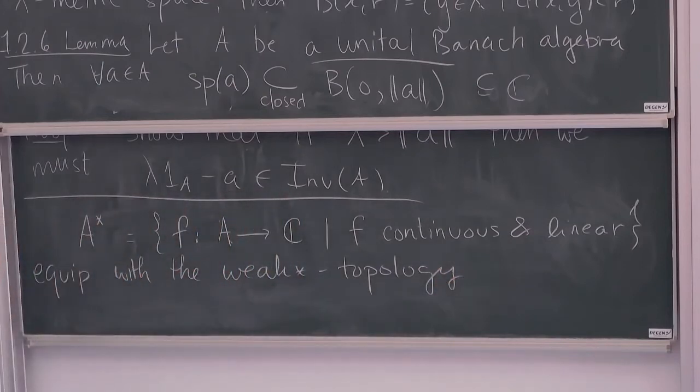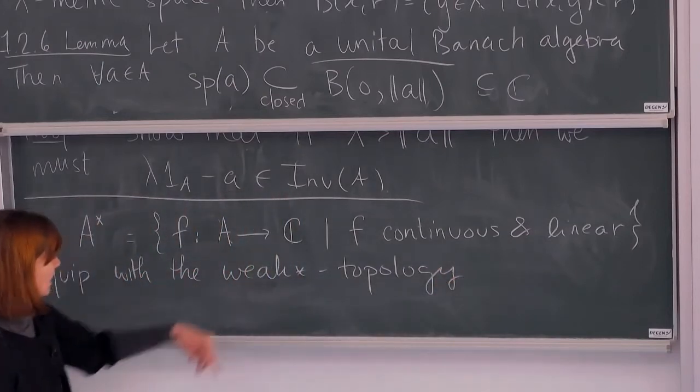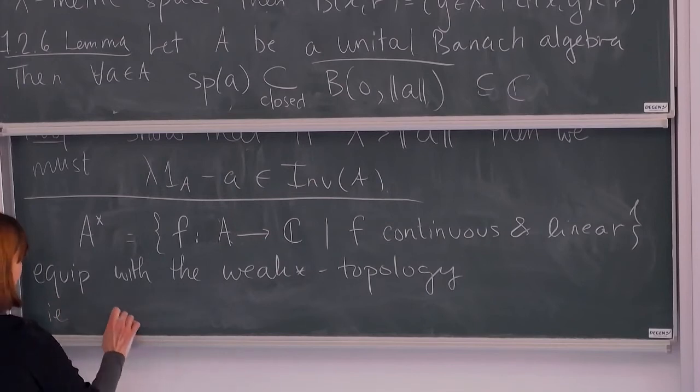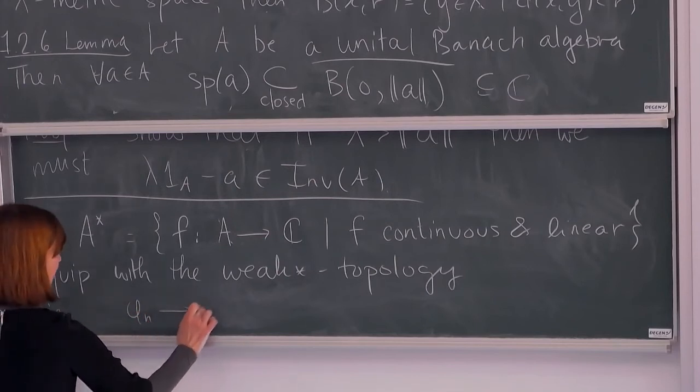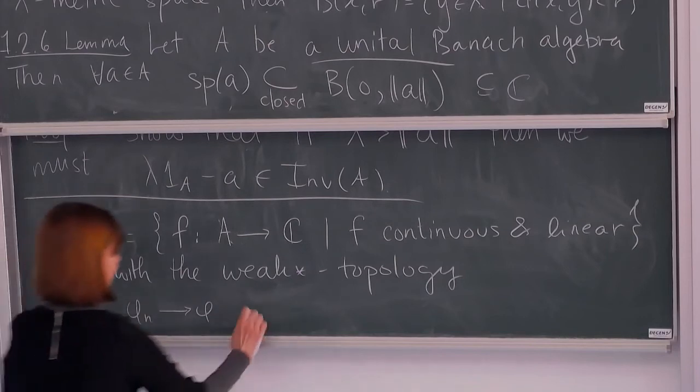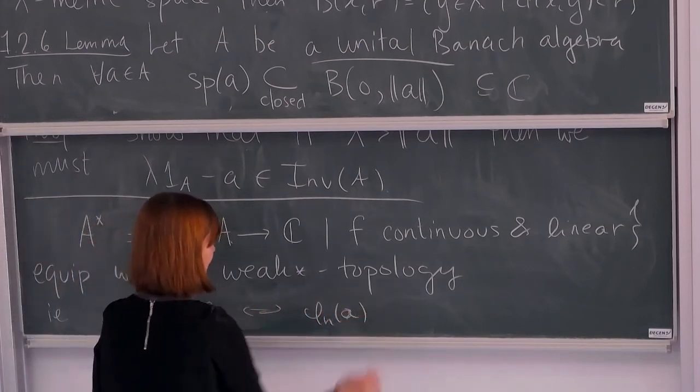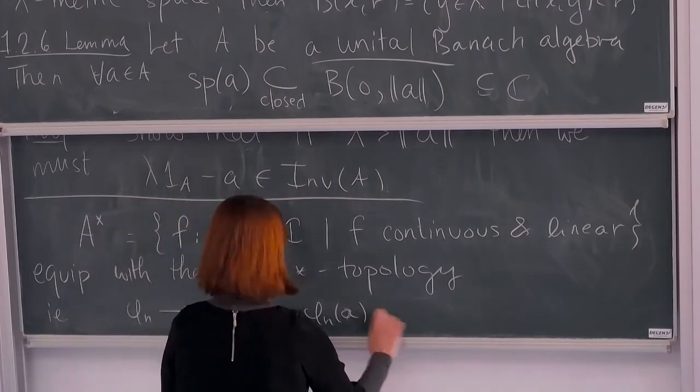And if you aren't familiar with this, basically it's just the topology of pointwise convergence. So we have that phi n goes to phi if and only if phi n of A goes to phi of A.